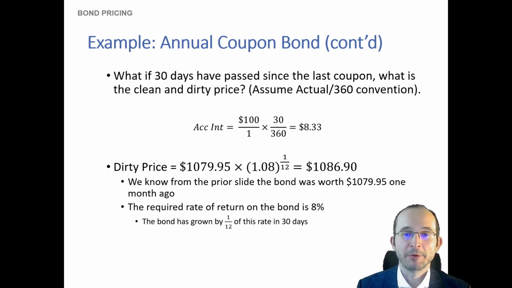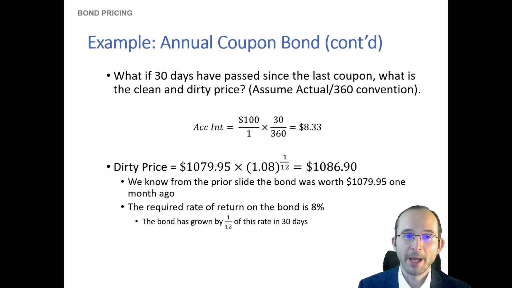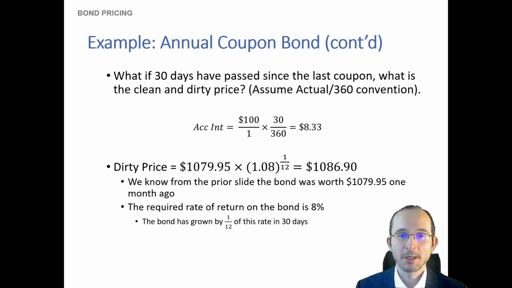So now let's say that we've got the same bond except 30 days have passed since the last coupon, or maybe 30 days have passed since issuance. Now what's the clean and dirty price? Well, the first thing we need to figure out is what accrued interest actually is. And to do that, we need to figure out how we will count days. Now, there's actually quite a few different conventions for calculating accrued interest. But let's say the one we're following here is actual over 360.